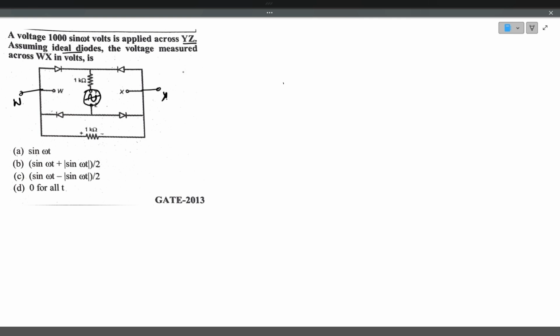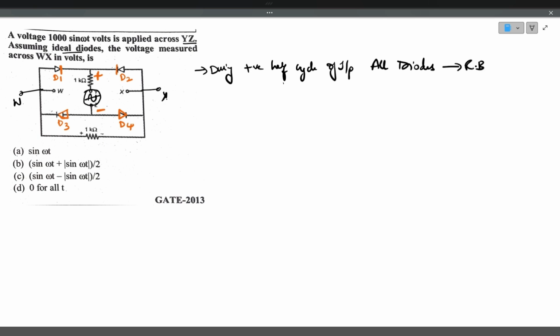Now if we observe carefully, during the positive half cycle, this is positive and this is negative. During the positive half cycle, diodes will be reverse biased. For diodes D1 and D2, the N type is connected to the positive terminal, and for diodes D3 and D4, the P type is connected to the negative terminal of the input voltage. So all the diodes will be reverse biased during the positive half cycle of input voltage. All diodes will be reverse biased, so there won't be any current flow. Output will be 0. The output voltage will be 0 volts.